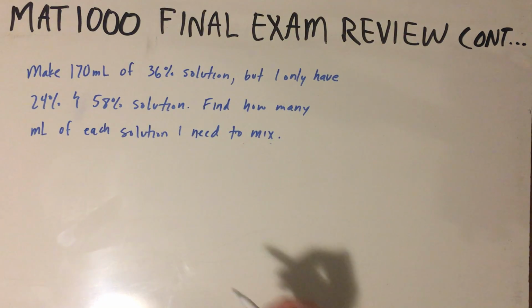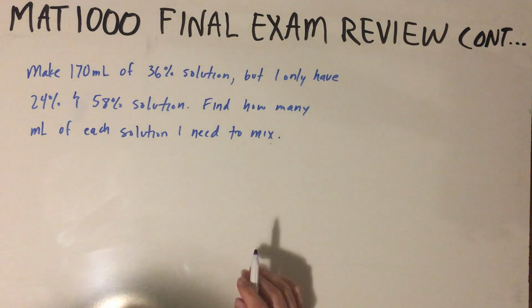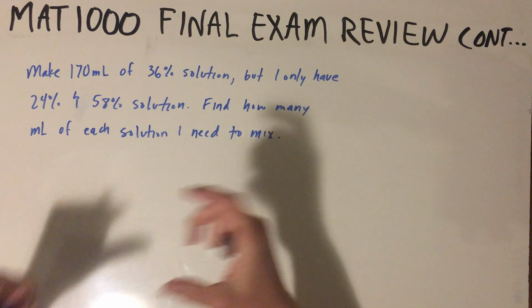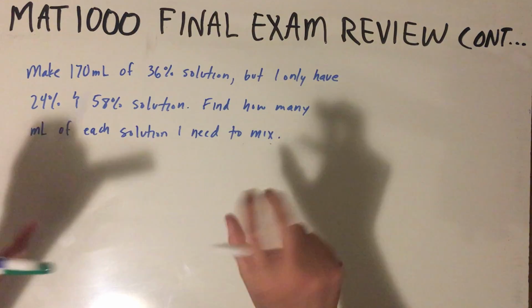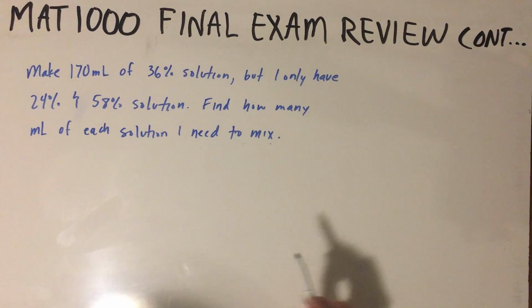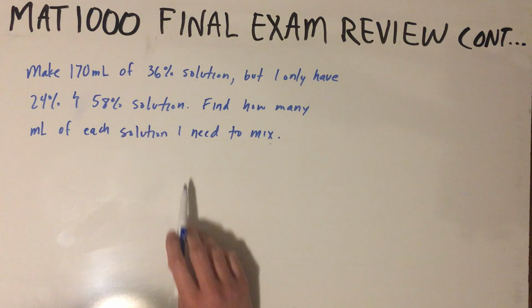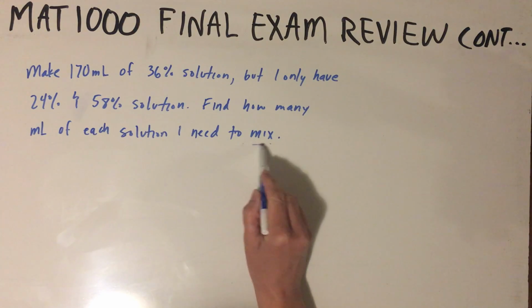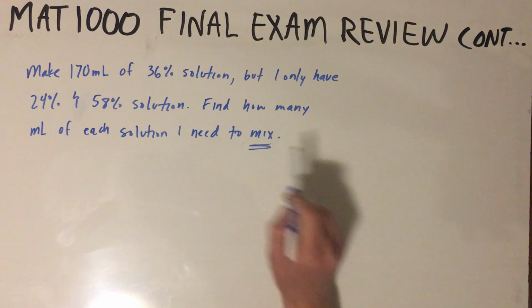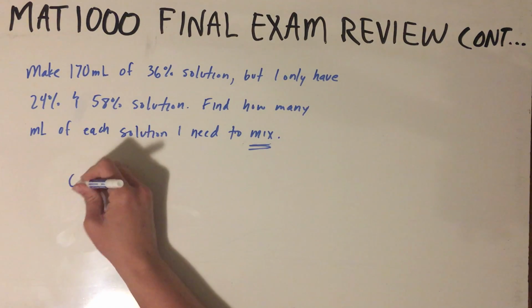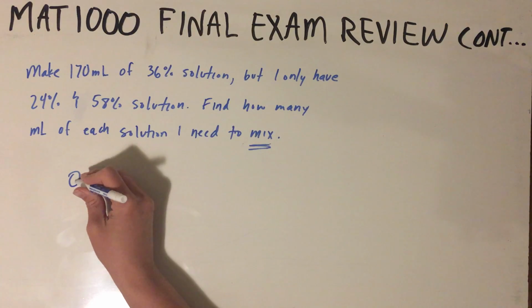And so I want to make 170 milliliters of a 36% solution, but I only have 24% and 58% solutions. So I'm gonna get in my chemistry lab and pour these in like the mad scientist, and I need to figure out how much I need to mix of each. So I need to find how many milliliters of each solution that I need to mix. Whenever you read a story problem and it says this word mixed, you're like, oh, this is a mixture problem.